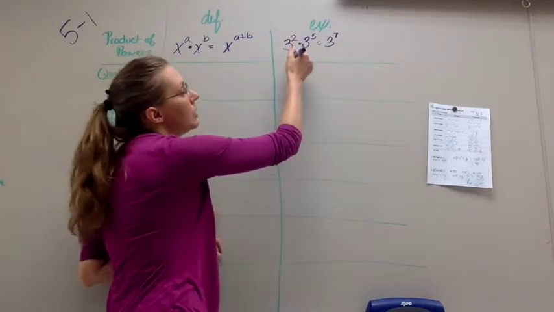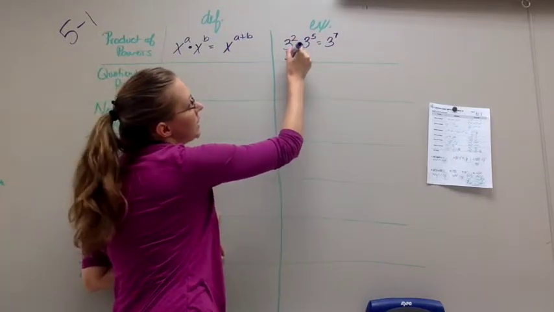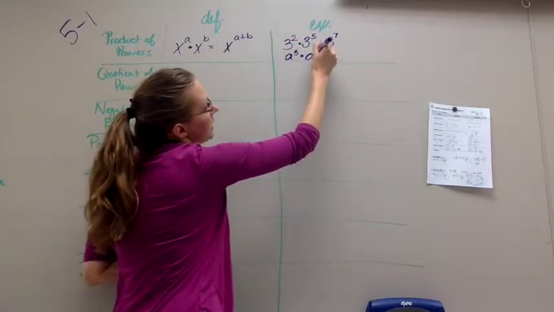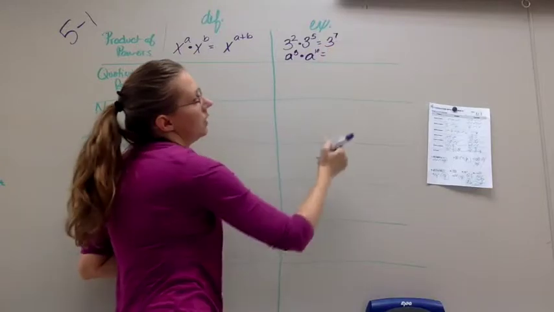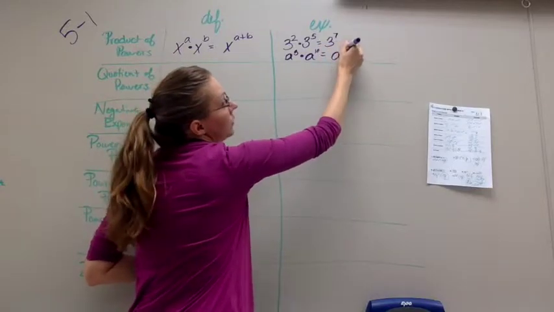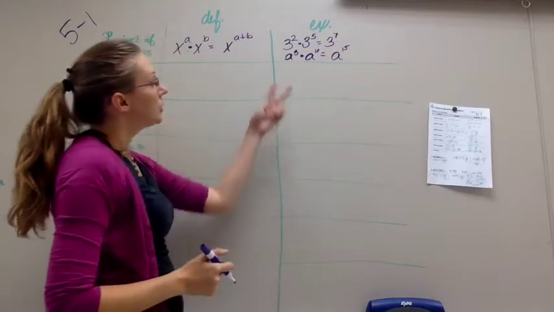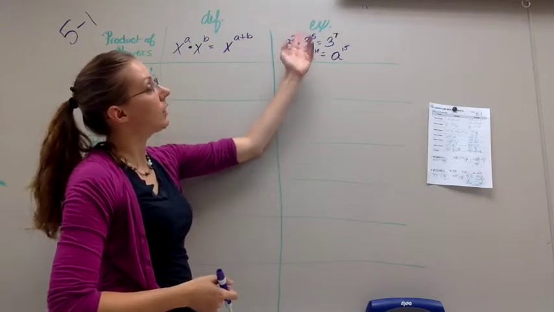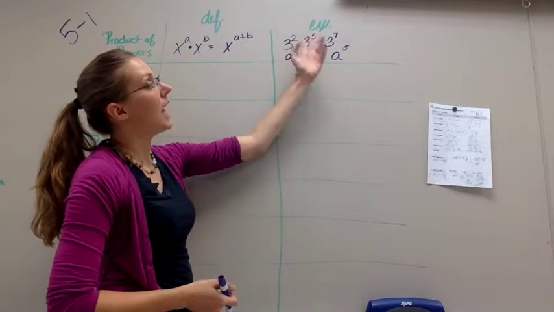Again, we could do it with some sort of letter. We could have a to the fifth power times a to the 10th power. We're going to have a to the 15th power. So when we take two bases that are the same value and multiply them together, all we have to do to combine them is to add our exponents.